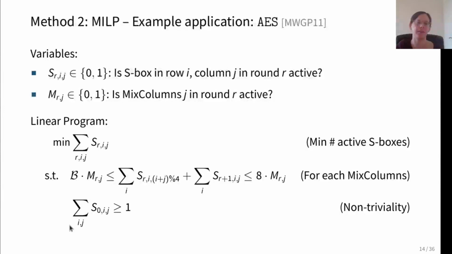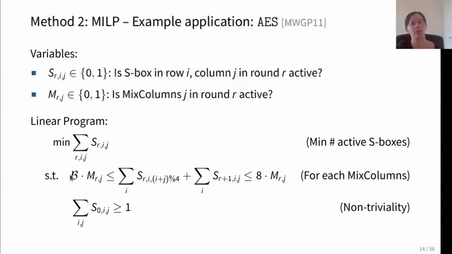So for this reason, we add the last constraint here, the so-called non-triviality constraint, which says that in the first round, there needs to be at least one active cell. In other words, the sum over the cells needs to be at least 1. So this is the math description. This ST here is short for subject to or such that, meaning here the constraints start.